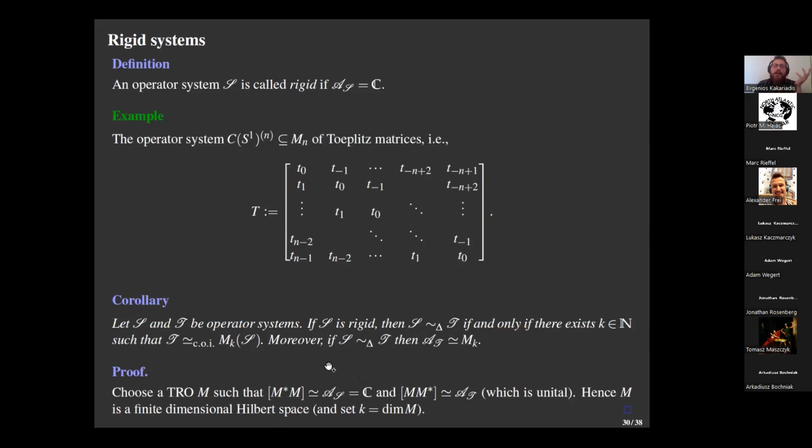We said that the delta equivalence can be realized, so it gives Morita equivalence of the multiplier algebras. So you have a TRO M which on one hand gives you as M star M the scalars, so it's a Hilbert space, and on the other hand M M star gives you a T which is unital, so it's a finite dimensional Hilbert space M, and that dimension is the dimension K that we want. Then you just use similar tricks to expand them.